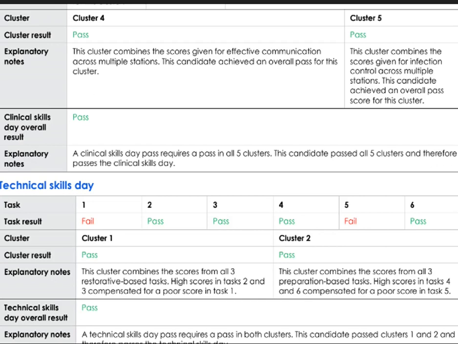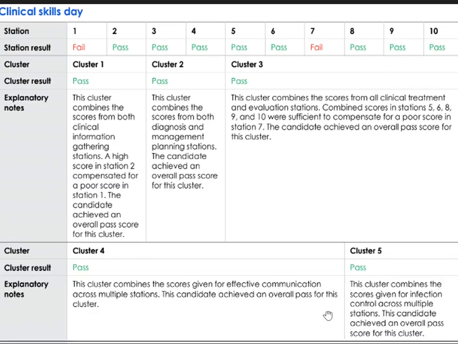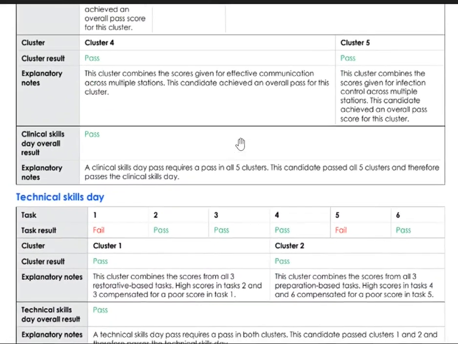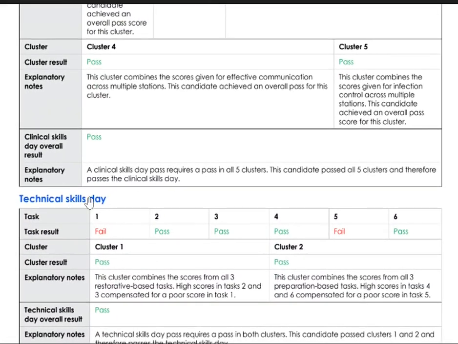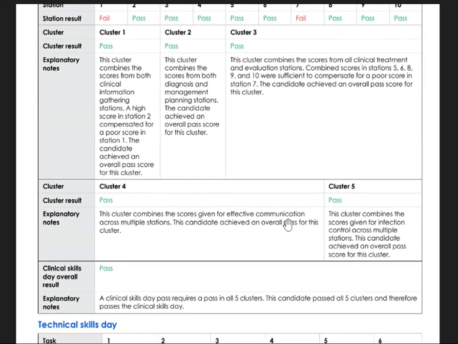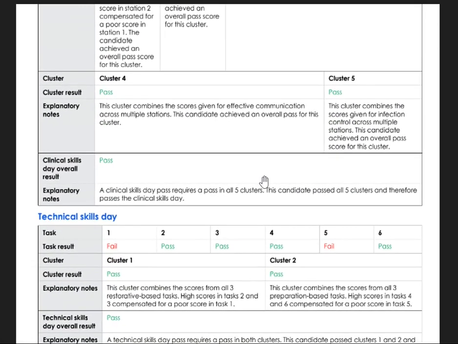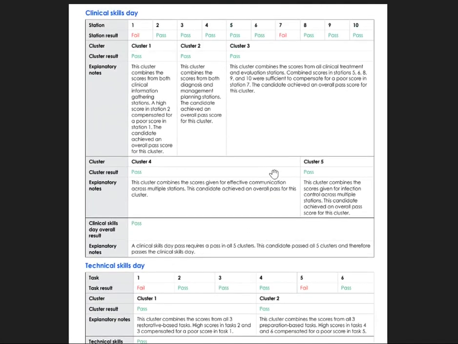All right. So basically there are 7 clusters, 5 in the clinical skills day and 2 in the technical skills day. You need to pass all the 7 clusters in one sitting of the exam. If you fail one of the 7 clusters, you will fail the entire exam and you have to give the entire exam again. All right. So basically this is how the assessment process works.